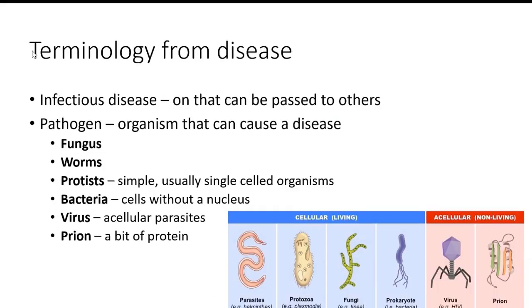Now, here's some terminology to talk about with disease. One key thing to know is an infectious disease is one that can be passed on to others. So, for example, if I had a cold and I gave the cold to someone else, that would be an example of an infectious disease. By comparison, there are other diseases like Alzheimer's and diabetes that you don't actually catch from others, but they just develop, but they're not things you could pass on to others.